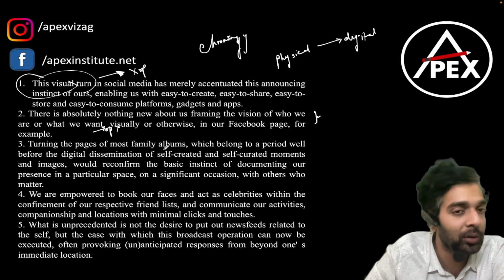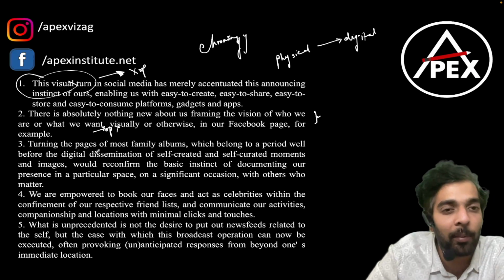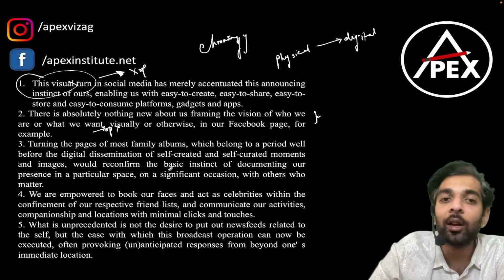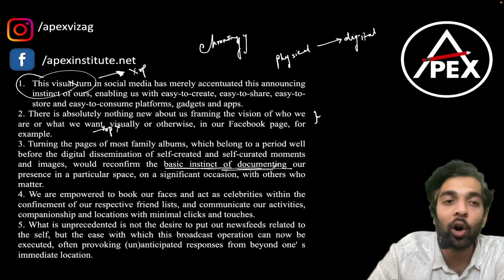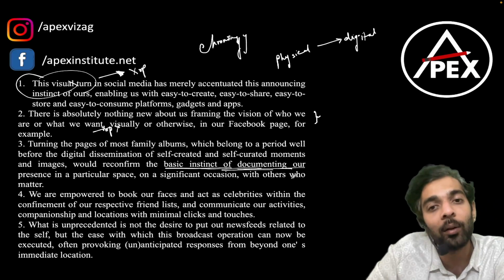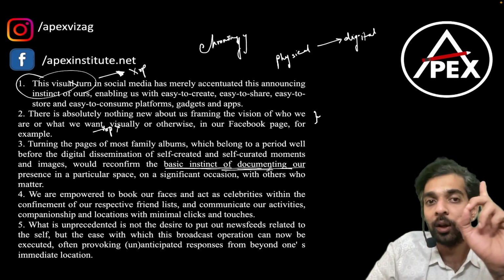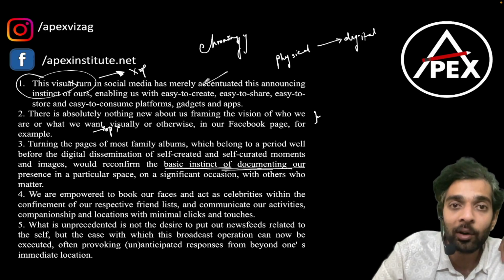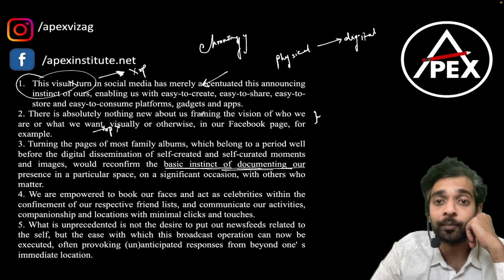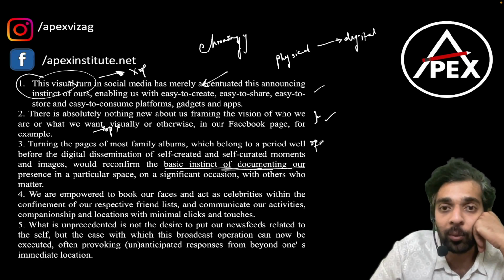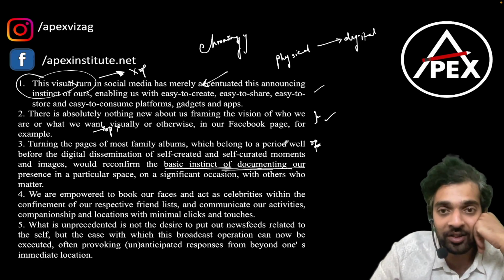So turning the pages of most family albums which belong to a period well before the digital dissemination of self-created, self-curated movements and images would reconfirm the basic instinct of documenting our presence in a particular space or significant occasion or with others who matter. One more thing this sentence is telling me about is the instinct that has been talked about in statement 1. So 3 now answers 2 questions, one of statement 2 and one of statement 1. So this could be a potential opening statement. Let's see, because this is generic enough.